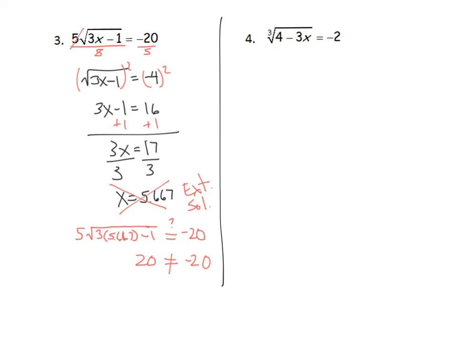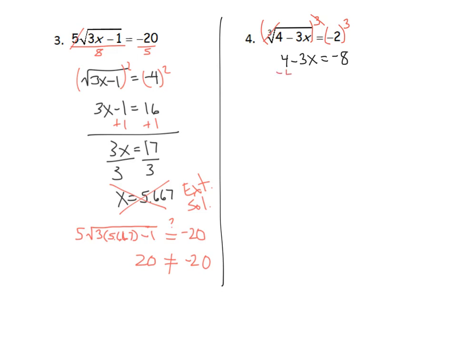Okay, so now in this last example we're going to run through, we have a cube root situation. And we're going to do the same thing as we did with the square roots, except in order to undo the cube root, we need to cube that side, which means we are going to also cube this side. The cube root and the cube cancel, and we are left with 4 minus 3x equals negative 2 to the third power, which is negative 2 times negative 2 times negative 2, which is negative 8.